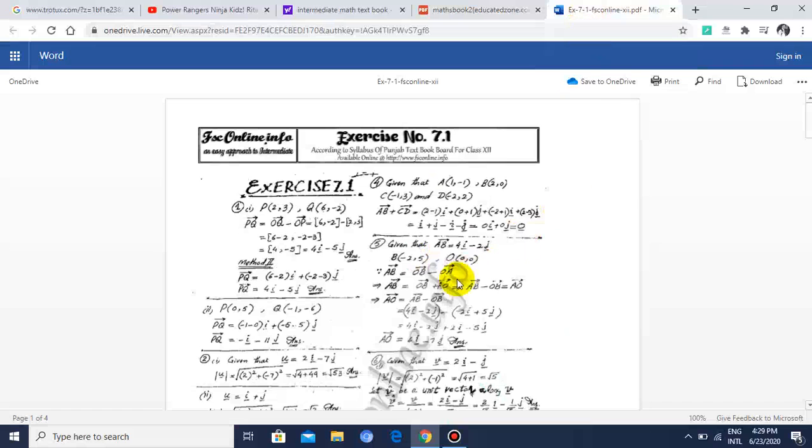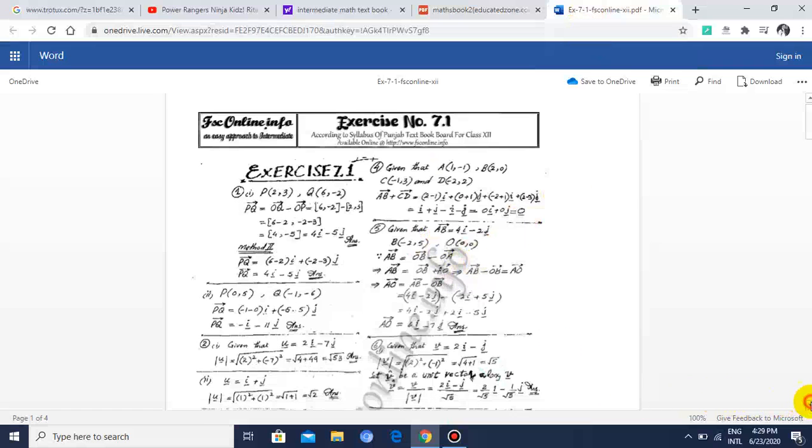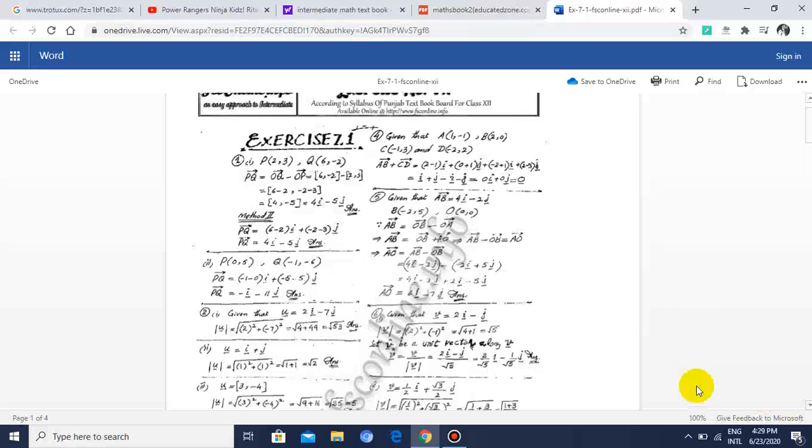First of all, we have to find the magnitude of these vectors. The given vector is v is equal to 2i minus j. We have to find the magnitude of this vector. Magnitude of v is equal to the square root of 2 squared plus (-1) squared. The magnitude of this vector is square root 5.